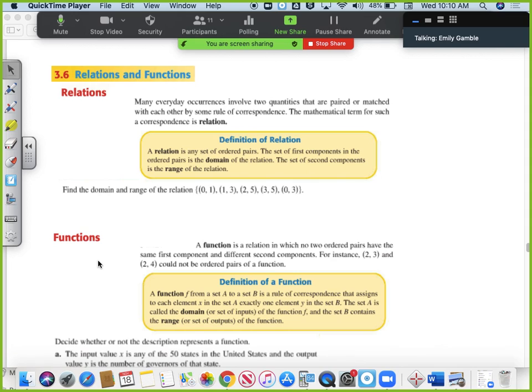A function only occurs if numbers never repeat in the x spot, the x coordinate of points. That is also called the domain. The domain cannot repeat. If the domain ever repeats the same number for two different y numbers, or two different range numbers, that will create a vertical line, and vertical lines are considered not functions because they have undefined slopes.